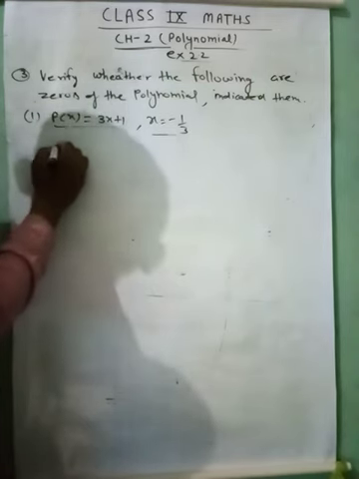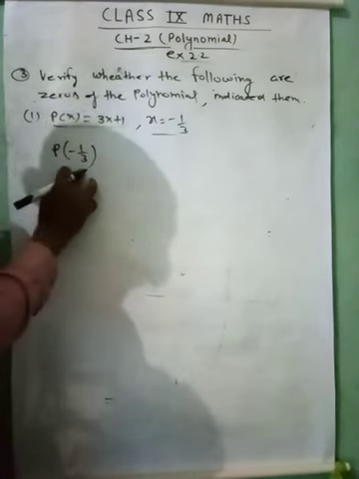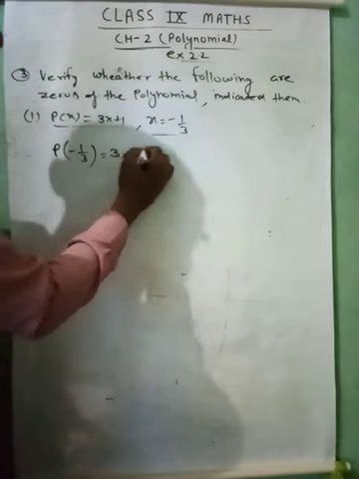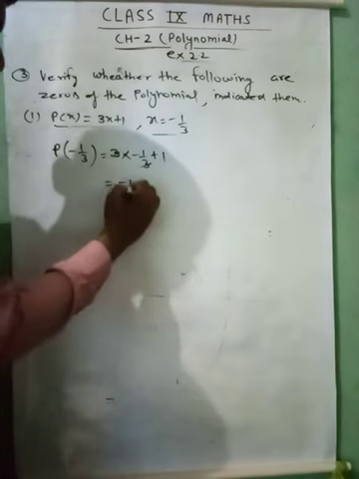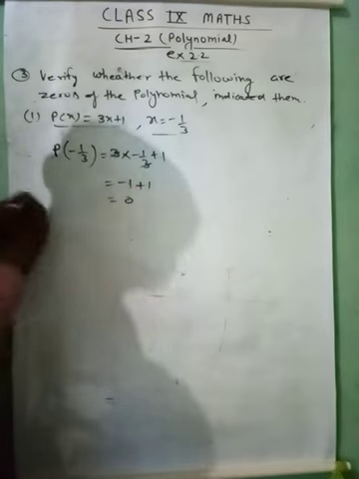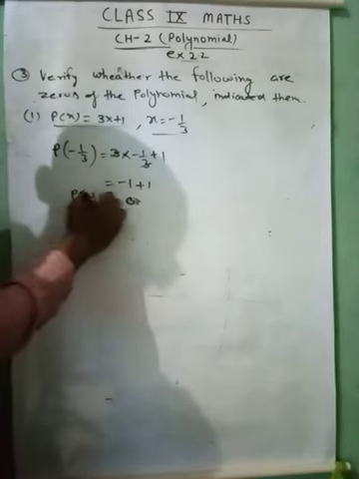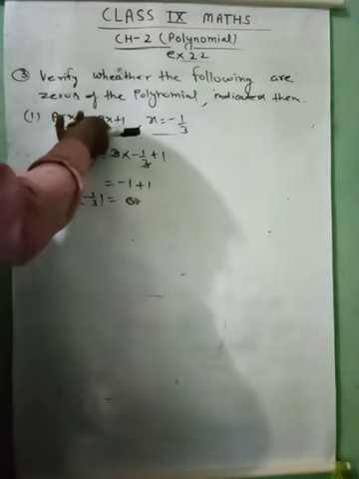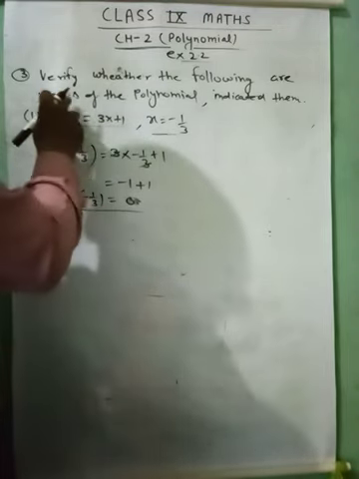So see, we put minus 1 by 3. It will be 3 into minus 1 by 3, plus 1. 3 will be cancelled, it means it is minus 1 plus 1. It is minus sign, it is plus sign. So the value will be 0. Clear? So at the place of x, if we put minus 1 by 3, this equation will be 0. The value of this equation is 0. When the value of this equation is 0, it is a zero of the polynomial.